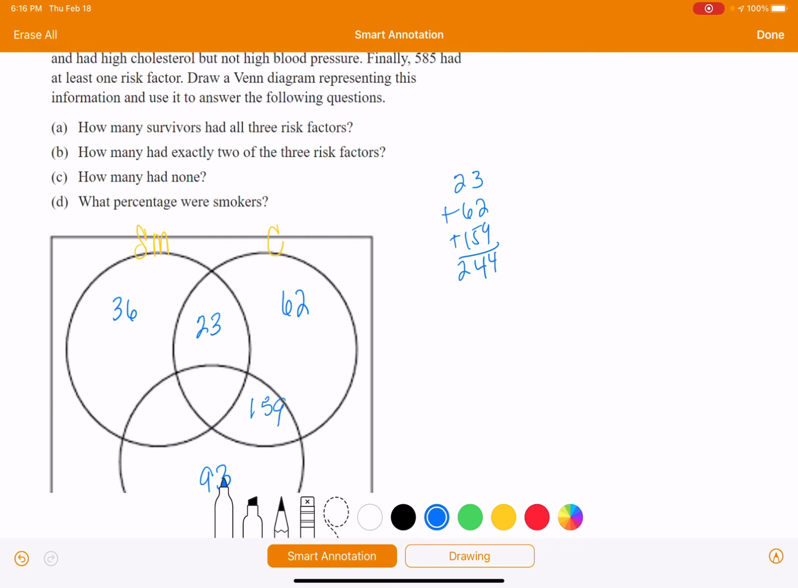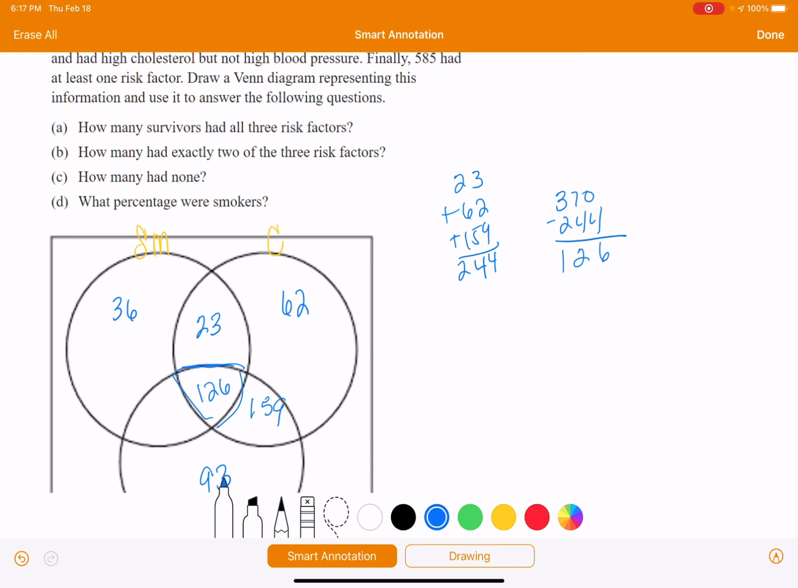So in order to figure out this little missing part here in the middle, I can go ahead and take that 370 and subtract that 244. 370, because that was my total of cholesterol, and this is still part of that cholesterol. Okay, and then I end up with 126. So I get 126 that goes there.